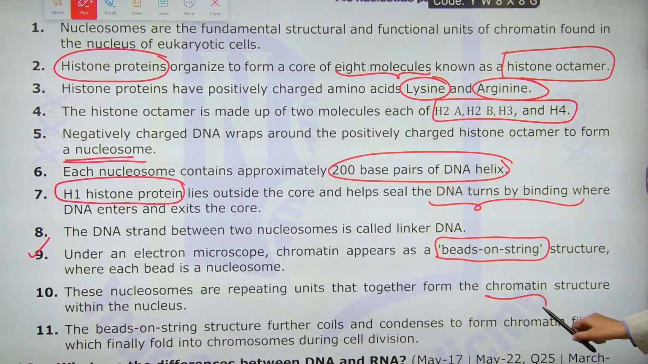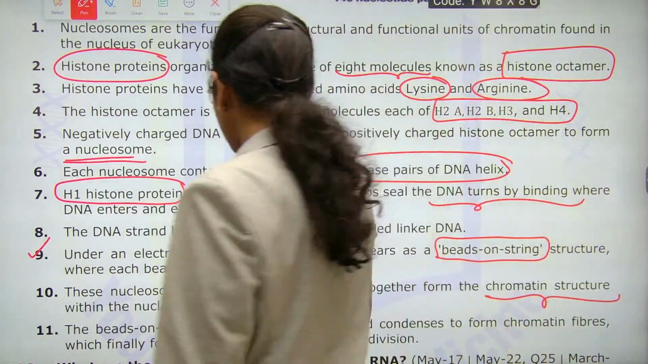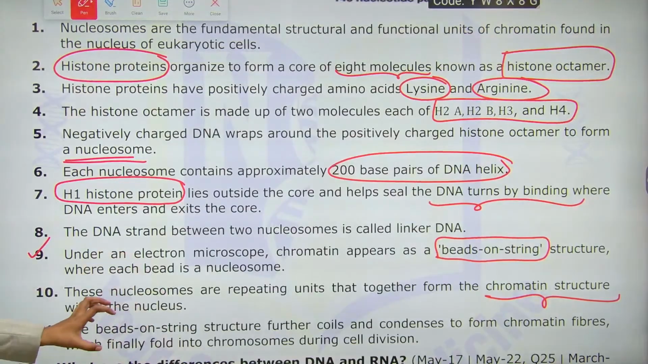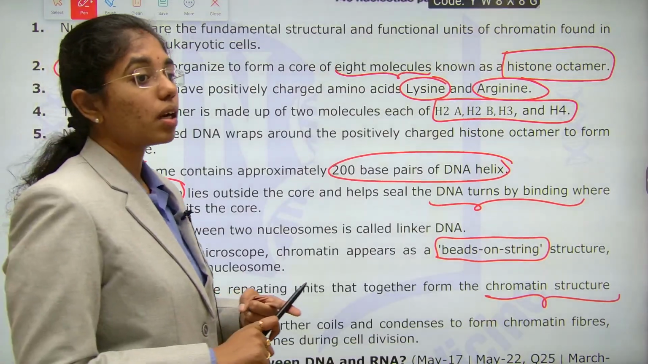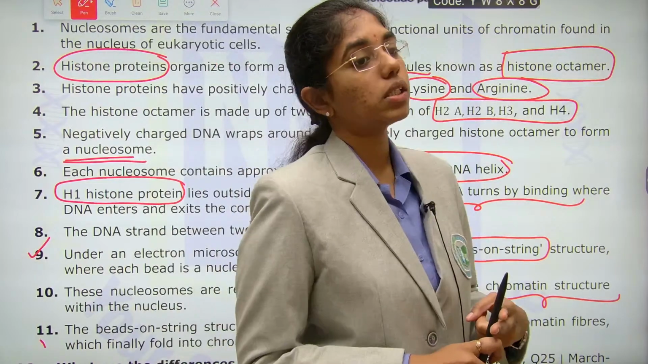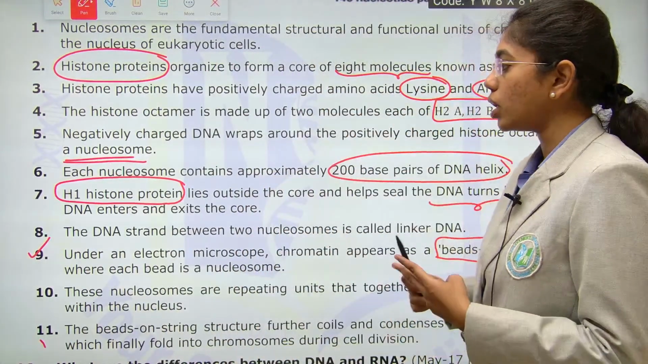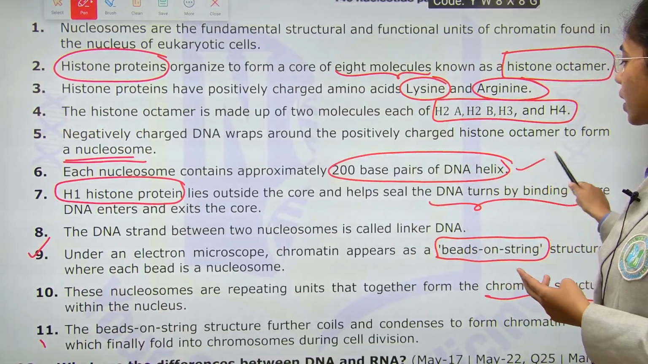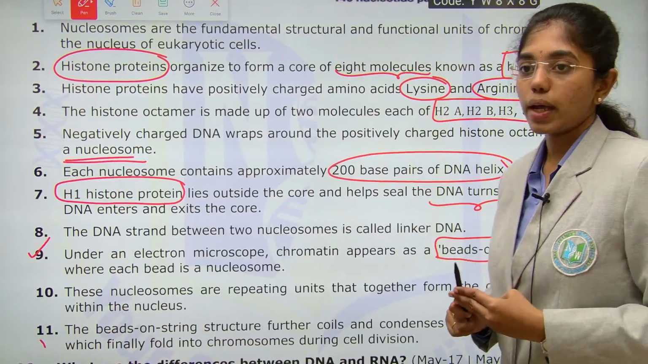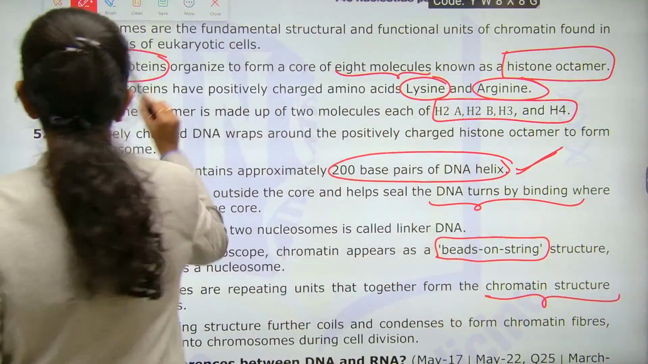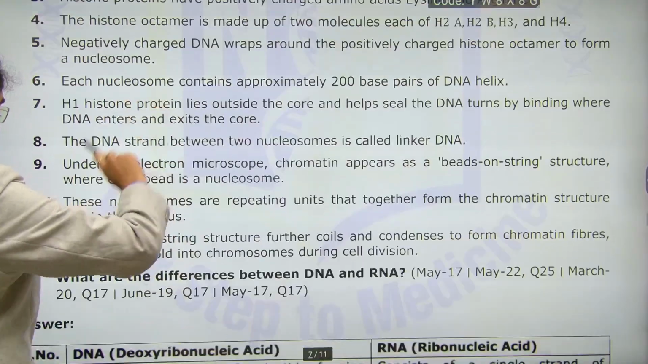Together to form chromatin structure. See, fine, right? The beads on string structure coils, and this gets condensed to form chromatin fibers, which finally condense into the chromosome during cell division. Here one thing is very important: what are the histone proteins, what are the amino acids giving the basic nature, and third, how many base pairs are present in the DNA helix of each nucleosome. This is very important. And this is completely about the nucleosome model.